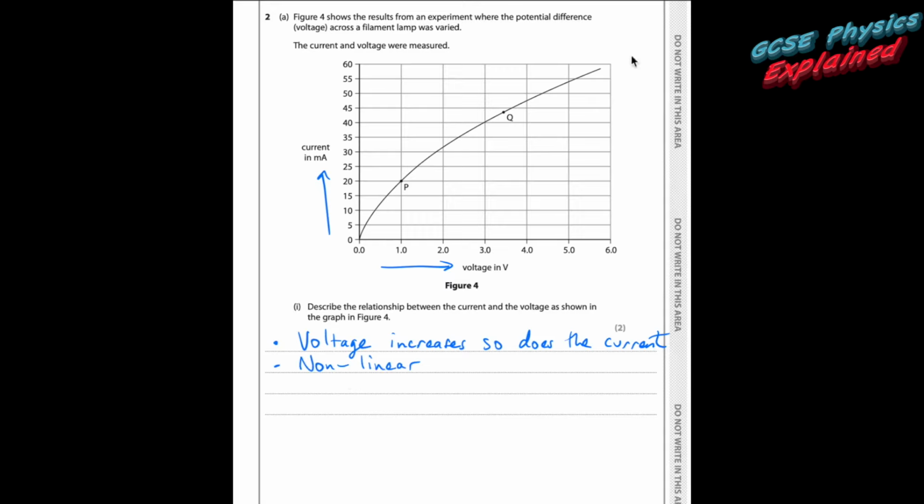If it was a straight line, either up or down, you would say it's linear. But because it's a curve, it's non-linear.